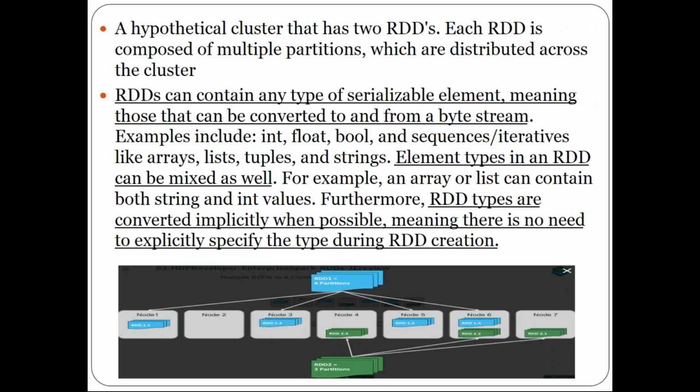Right now, RDDs can contain any type of serializable element, meaning those can be converted to and from a byte stream. For example, int, float, bool, sequence iterables like arrays, lists, tuples, and strings. Each element type in an RDD can be mixed as well. For example, an array or list can contain both string and int values. Furthermore, RDD types are converted implicitly whenever possible, meaning there is no need to explicitly specify the type during RDD creation. Very, very, very important.